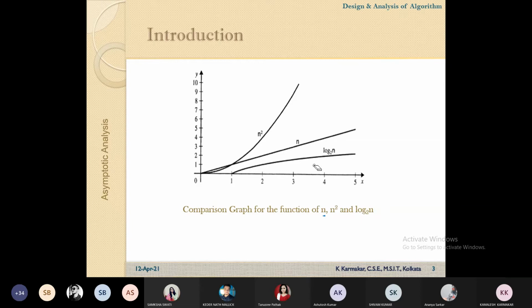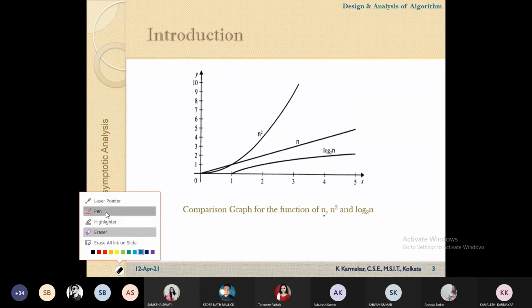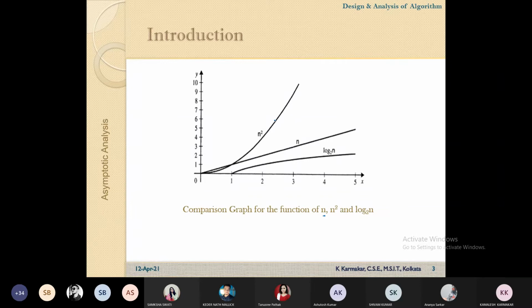Okay, let us resume our class. So here, using this graph, we want to show that if the value of n is changing in this direction, what will be the time consumption. So we are plotting time consumption in this direction.